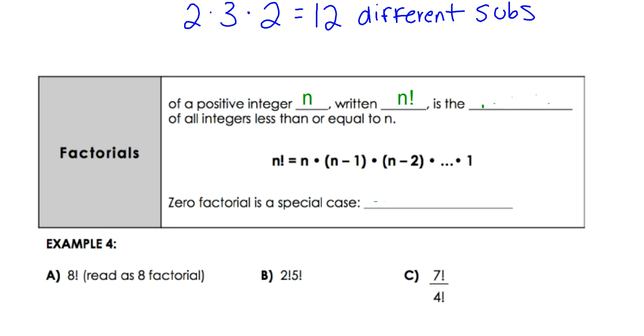When we have that written out, it is the product, so multiplying all the integers less than or equal to that value together. So if we have n factorial, it's n times the number before it, times the number before it, times the number before it, all the way until we get down to 1. So if we have 0 factorial, that's a special case. When we have 0 factorial, it's just equal to 1. Since there are no positive integer values less than that, we just say 0 factorial is equal to 1.